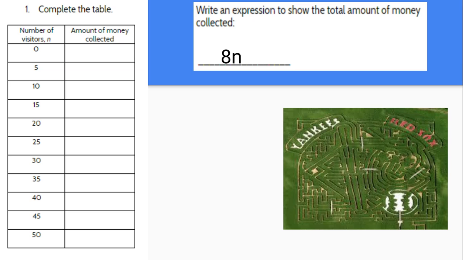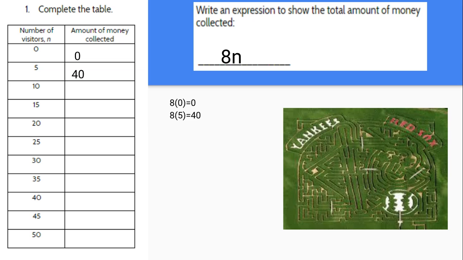So 8N, if we have no visitors, how much money is being collected? Well, 8 times 0 equals 0. So they're not collecting any money, which makes sense. All right. What if 5 visitors come to the corn maze? So we take N out, substitute it with 5. 8 times 5 is 40. So they are collecting $40 for 5 visitors.